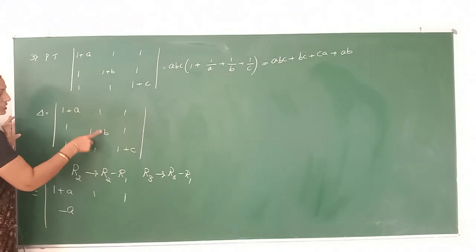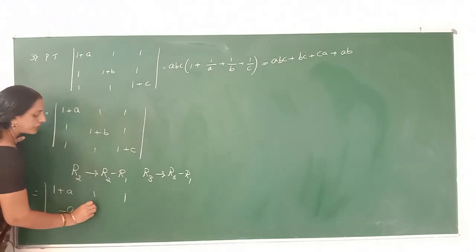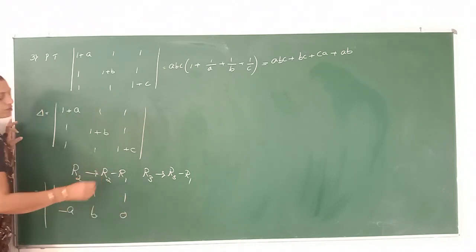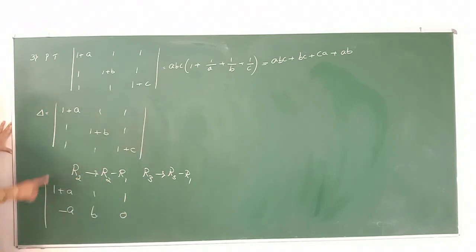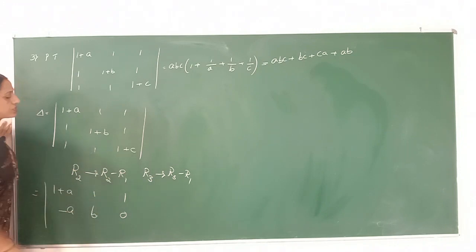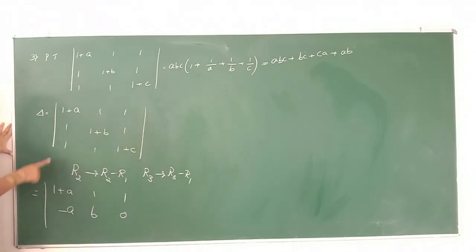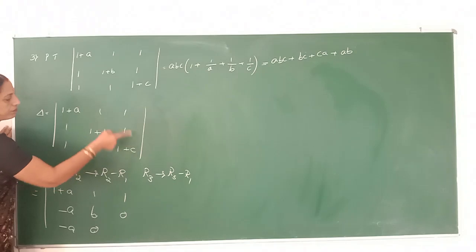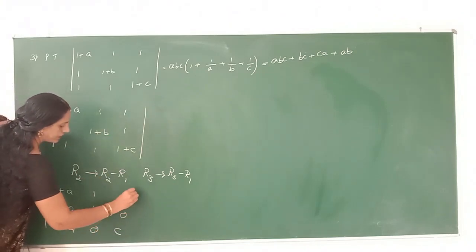Similarly, 1 plus B minus B, the 1s get cancelled, giving plus B. And the last element, plus 1 minus 1, will be 0. Similarly, R3 can be changed to R3 minus R1. 1 minus of 1 plus A is again minus A. 1 minus 1 is 0. The third element is 1 plus C minus 1, which is nothing but C.